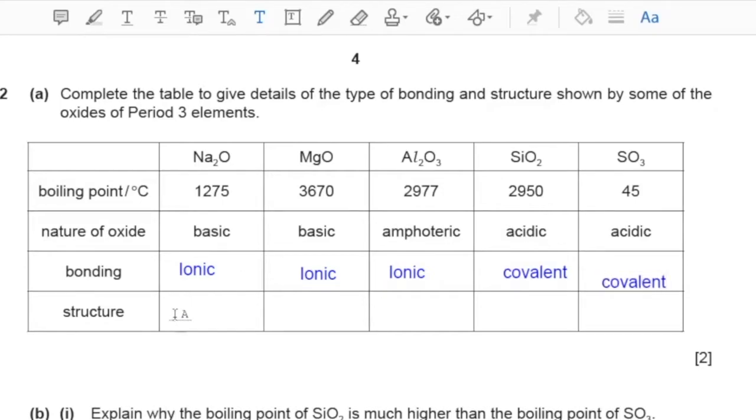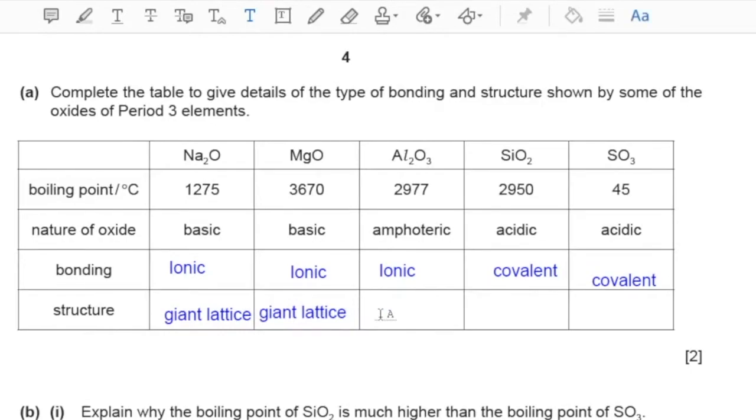Coming down to structure, sodium oxide has got ionic bonding. This is a giant lattice. It has got a giant lattice structure. So does MgO, giant lattice. Aluminium oxide has also got giant lattice structure. Silicon oxide has got giant molecular structure. Sulfur trioxide has got a simple molecular structure.